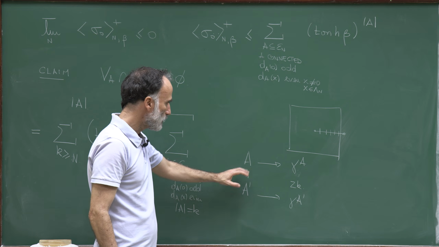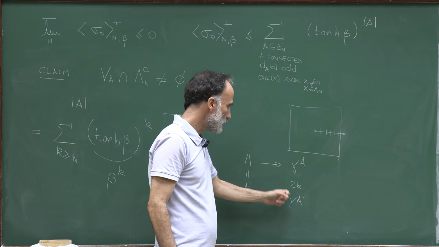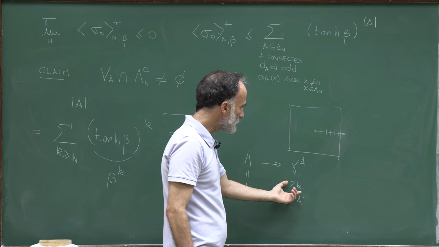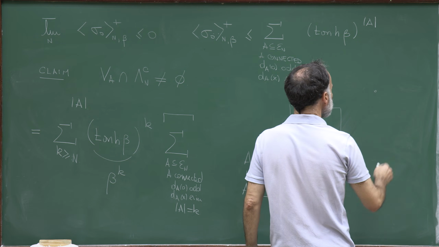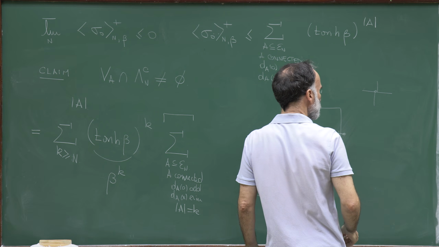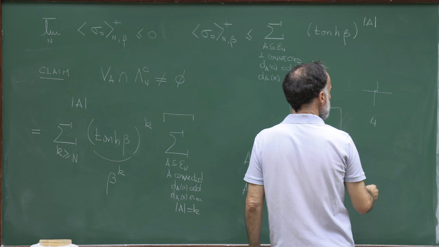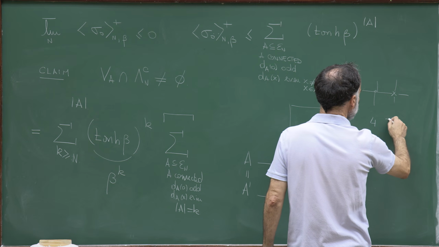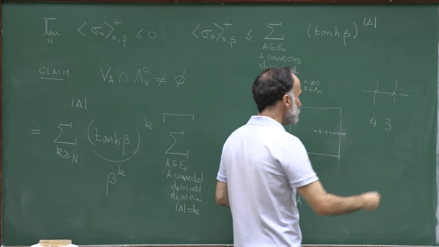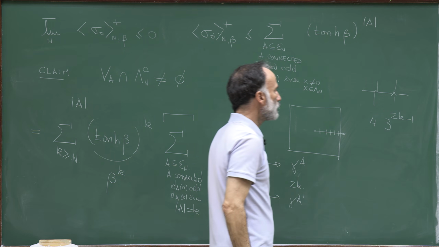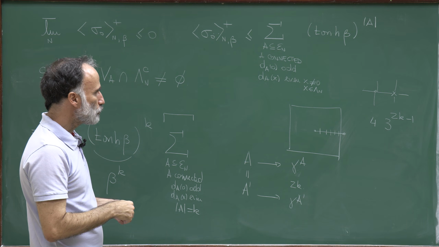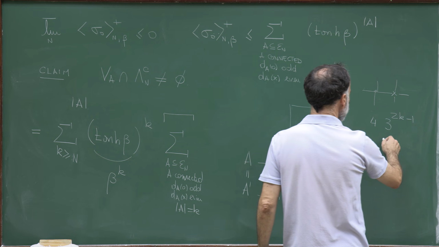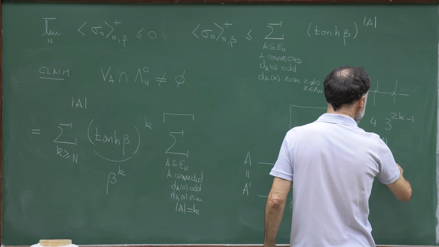So the total number of sets is bounded by the total number of paths starting from the origin, ending at the origin, and with size 2k. And how many such paths do we have? Well, starting from the origin, we have 4 possible choices for the first jump. Once we have jumped, at this point we have only 3 possibilities. And since the path has length 2k, the total number of paths of size 2k starting from the origin and ending at the origin is bounded by 4 times 3 to the power 2k minus 1, and that I will bound just by 4 to the 2k.